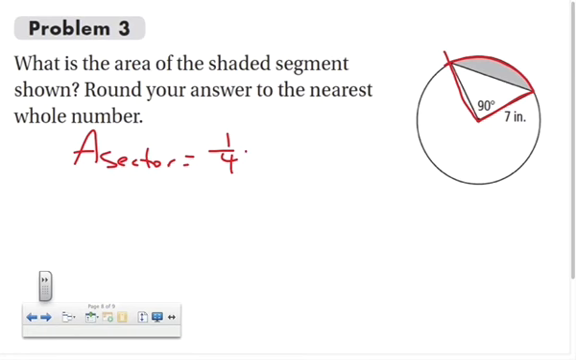How will I find the area of the circle? Remember, pi r squared is the area of the circle. Don't forget what you already know. Don't complicate things. So how did you get 49? 7 squared, tack on the pi. Okay, so the area of the sector is 49 pi over 4.